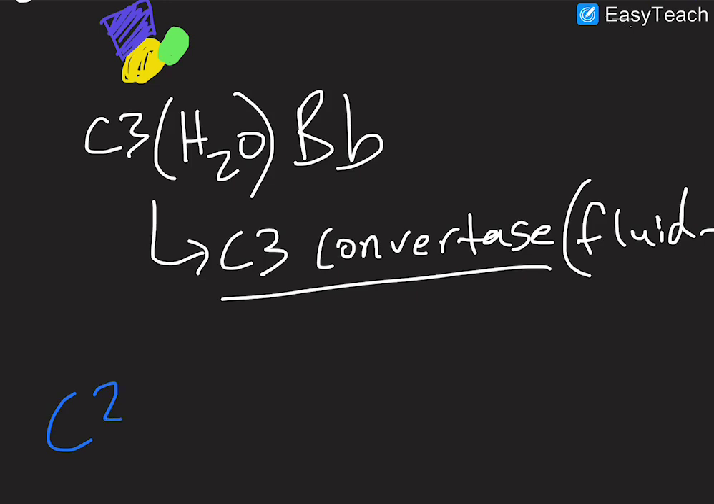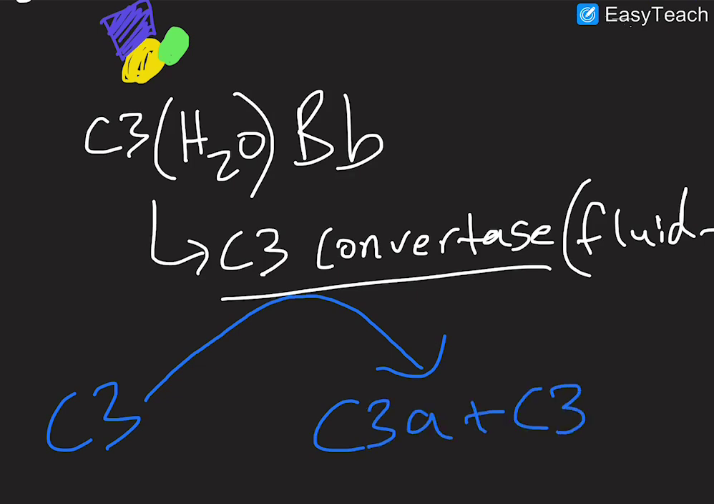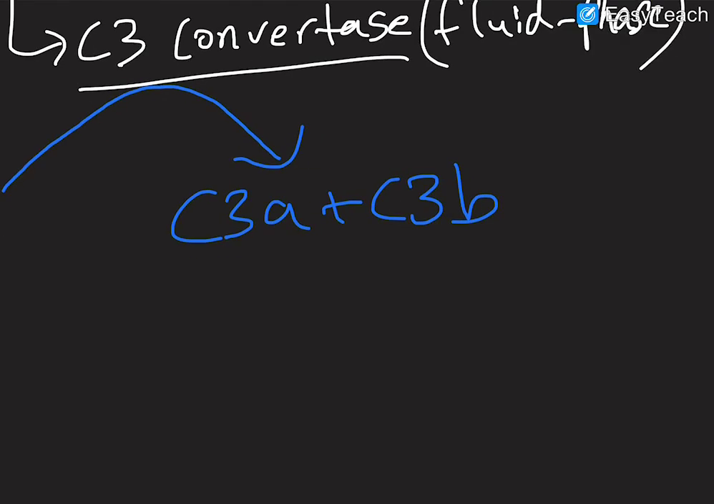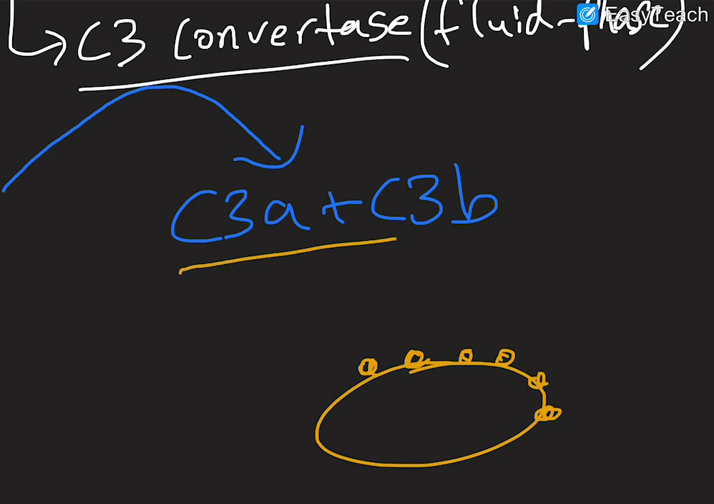So if we have C3 that's flowing around, and it comes in contact with this fluid phase C3 convertase, we're going to get C3a and C3b production. Now, C3b can actually go and bind onto the pathogen surface. So if we have a pathogen nearby, like this, and the fluid phase C3 convertase just converted C3 into C3a and C3b, the C3b can go and bind onto the pathogen surface now.